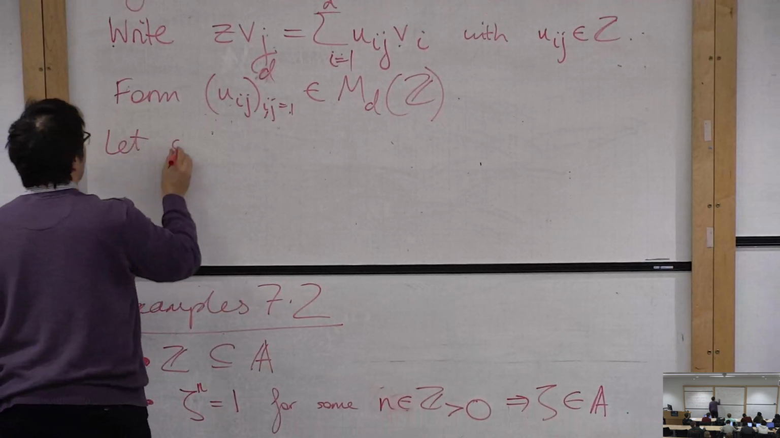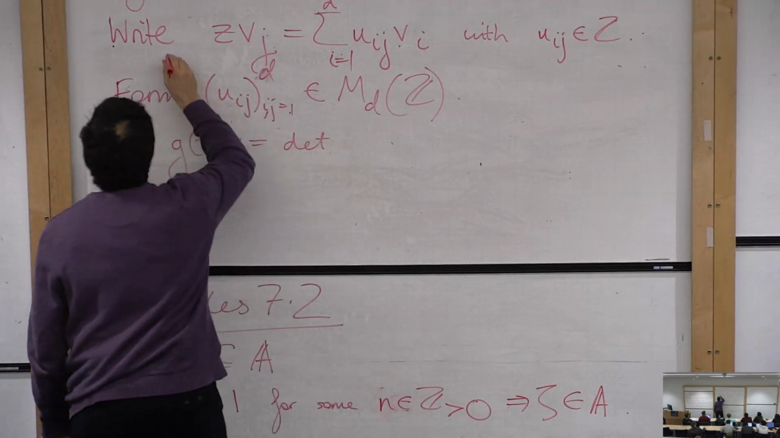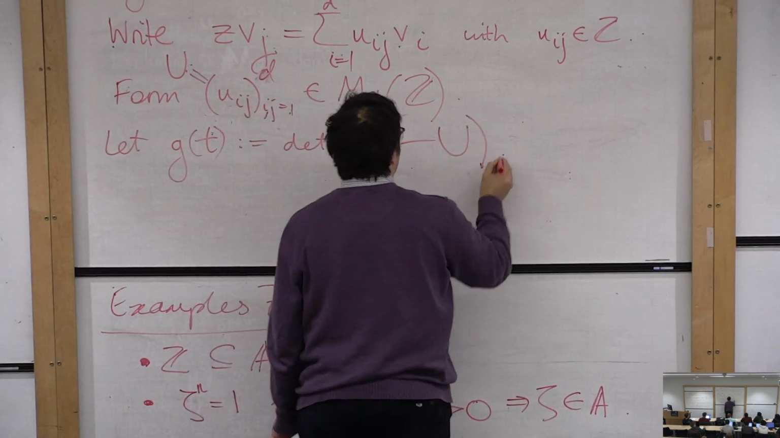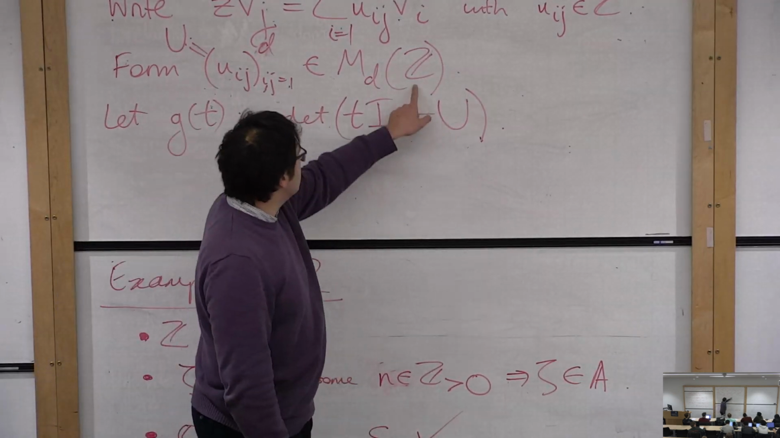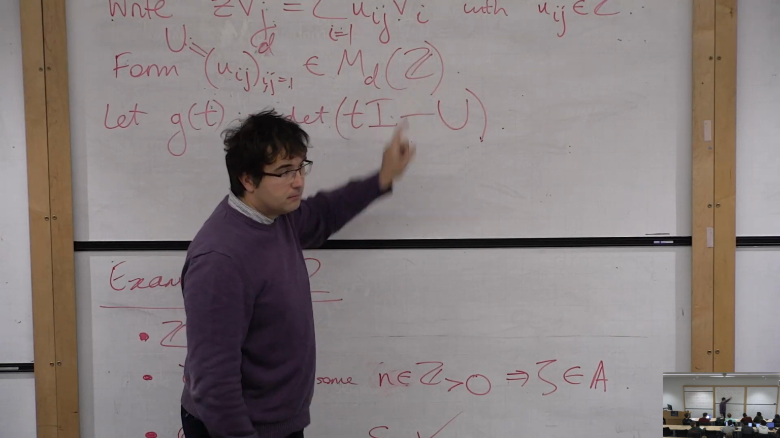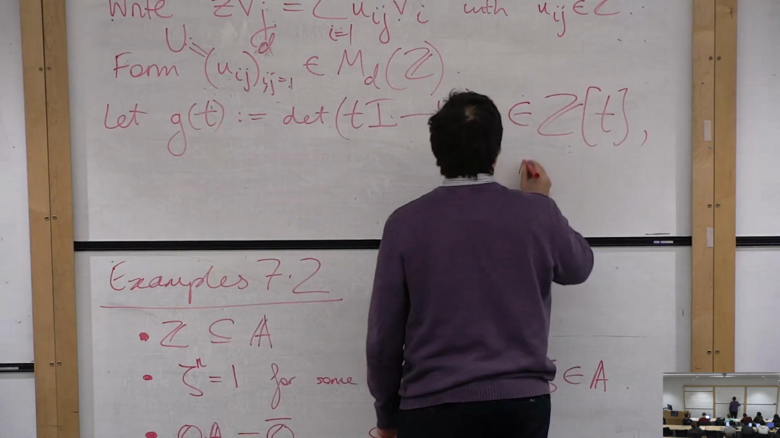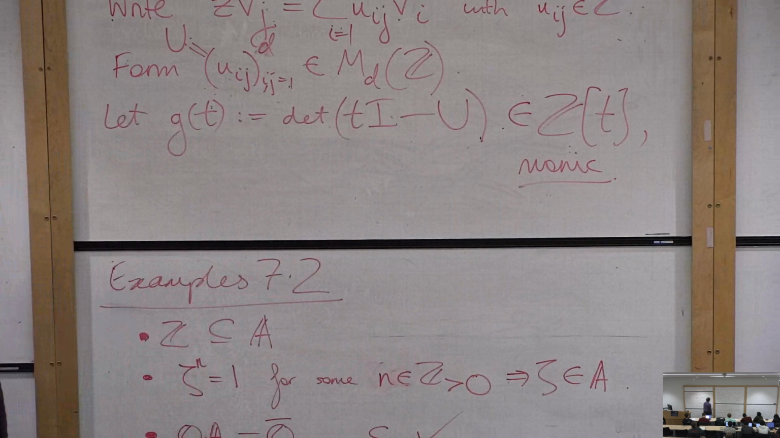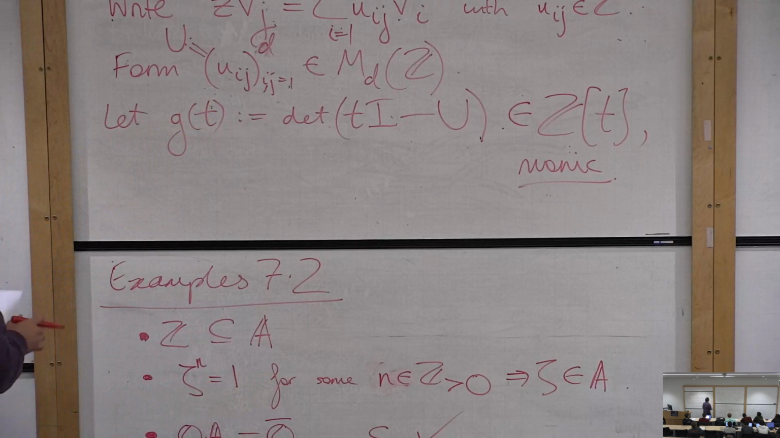And let g be its characteristic polynomial. So the characteristic polynomial of a matrix of integer coefficients has integer coefficients, and furthermore it's monic. Okay. A monic polynomial. Good. Now, let's think about what this is saying.